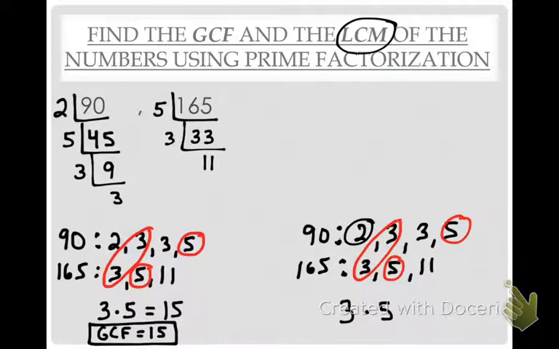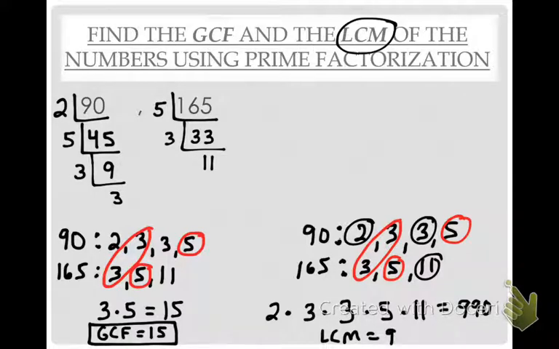Okay, so I'm going to bring a 2 down. What's the next tiniest leftover? Bring down a 3. And the last one. Now I want you to multiply those together to get your LCM. What'd you get? 990. So remember, don't just box in that answer. Instead, I want you to write LCM is 990.